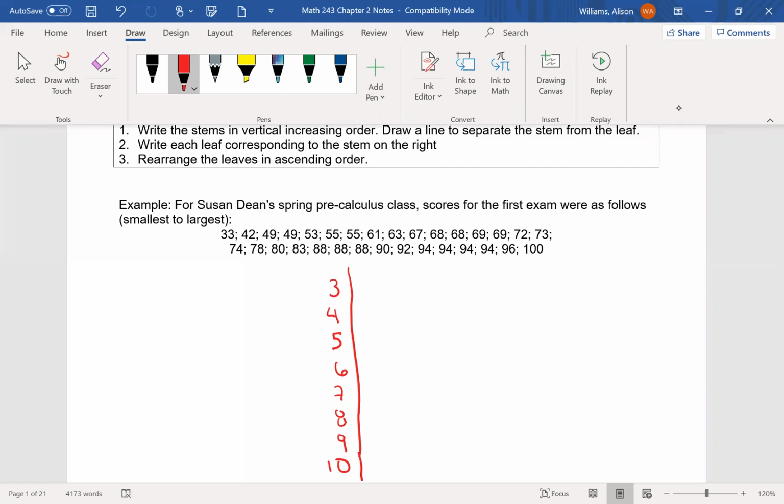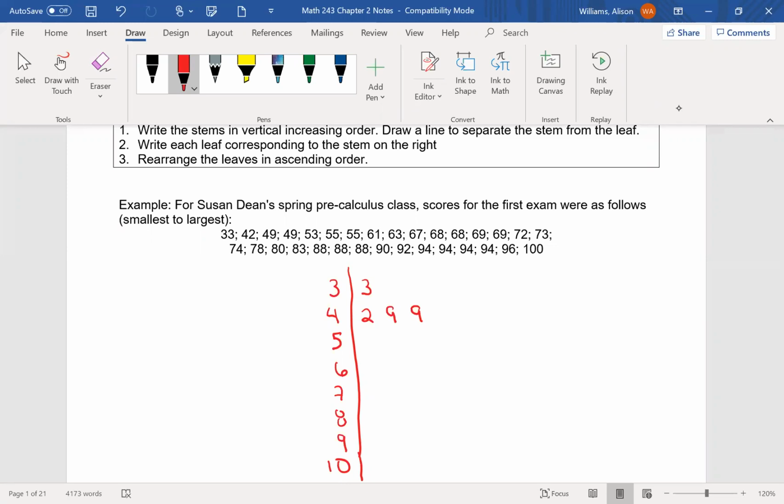Now every number has a ones place value like the 33. So I'll put a 3 here for the 33. For the 42, I'll put a 2. For the 49, I'm just going to put a 9. And the other 49, I'm just going to put a 9. What you see I'm doing is putting the ones place on the right side. So when I see the 4, I know that's representing 40s. And I have one score of 42, one score of 49, and another score of 49.